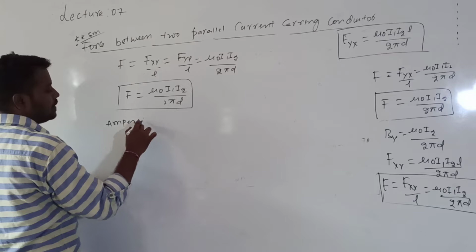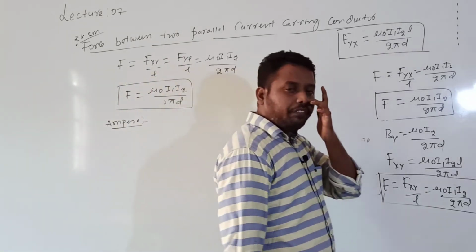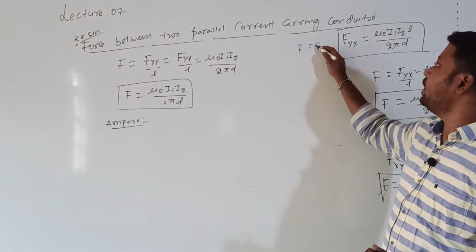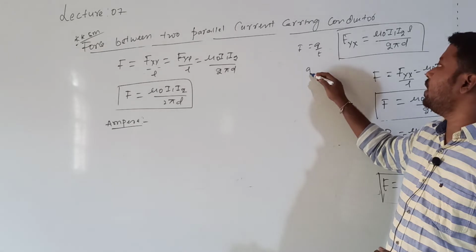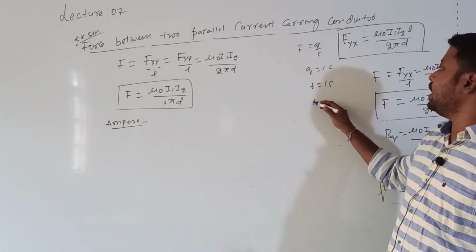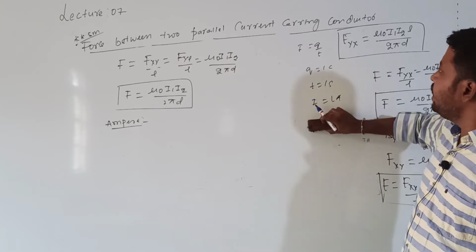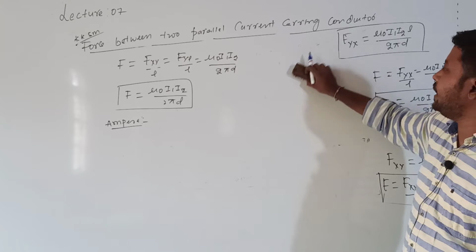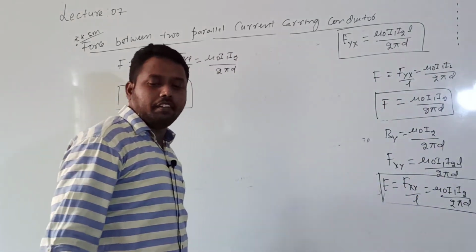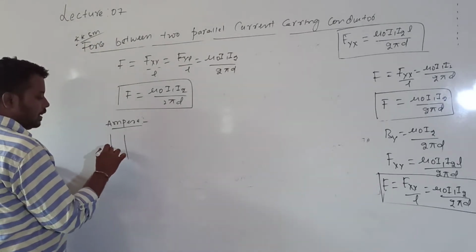So when current passing through a conductor is said to be ampere. Already you defined in the current electricity chapter, I is equal to Q by T. Current is said to be 1 ampere when 1 coulomb of charge is flowing in 1 second. But here, with respect to these two parallel current carrying conductors, what is the definition for 1 ampere? We will see. So let us consider two parallel current carrying conductors.